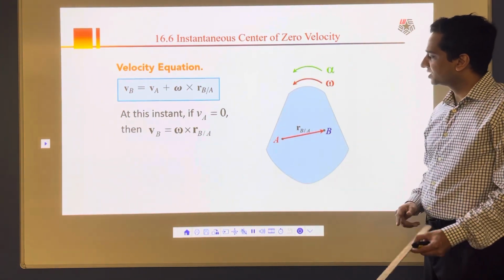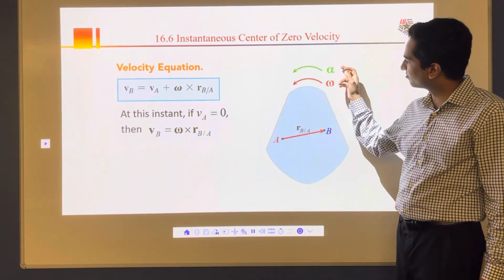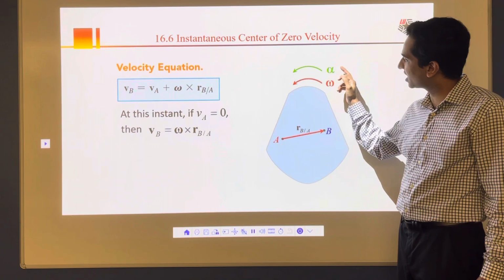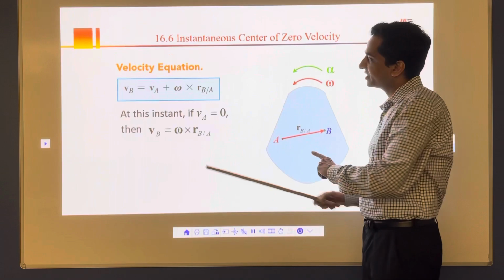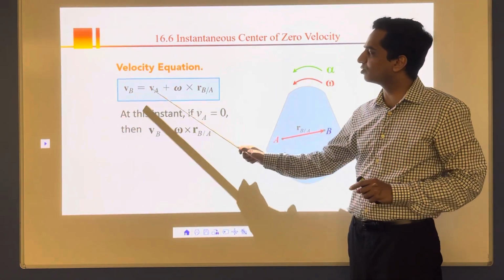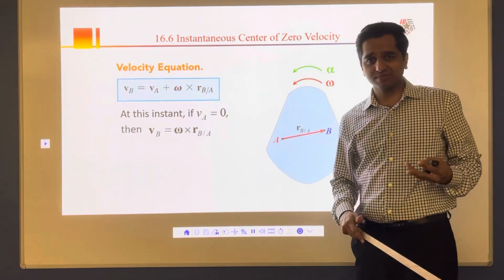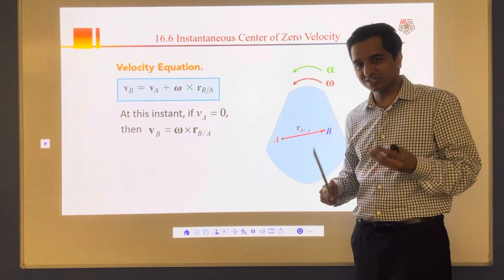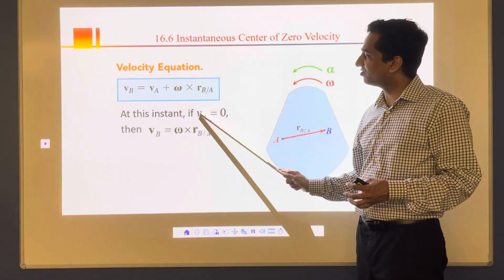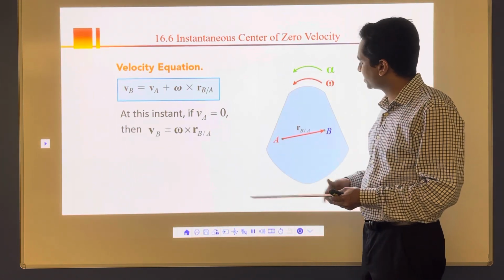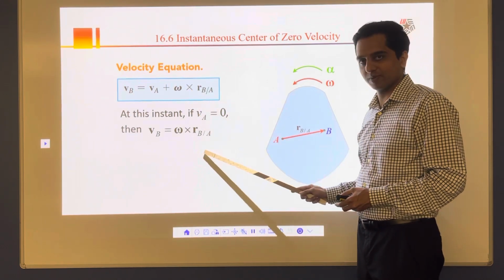Now let's assume that this body A is going through a rotation with some velocity omega and acceleration alpha. And then I'm going to apply this. I have point A, point B, and then this is the equation that we derived before. VB is equal to VA plus omega cross RB by A. Now, for some reason, at any given instant, let's assume that this VA becomes 0. For that instant, if VA becomes 0, then I can safely say VB is equal to omega cross RB by A, only this part.